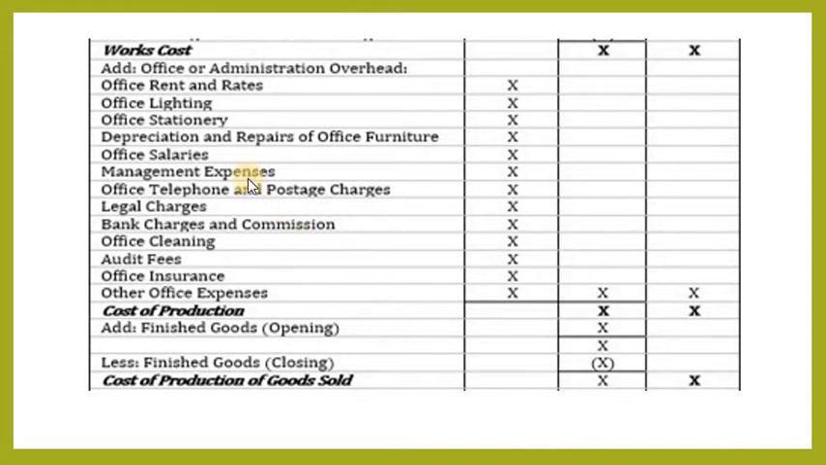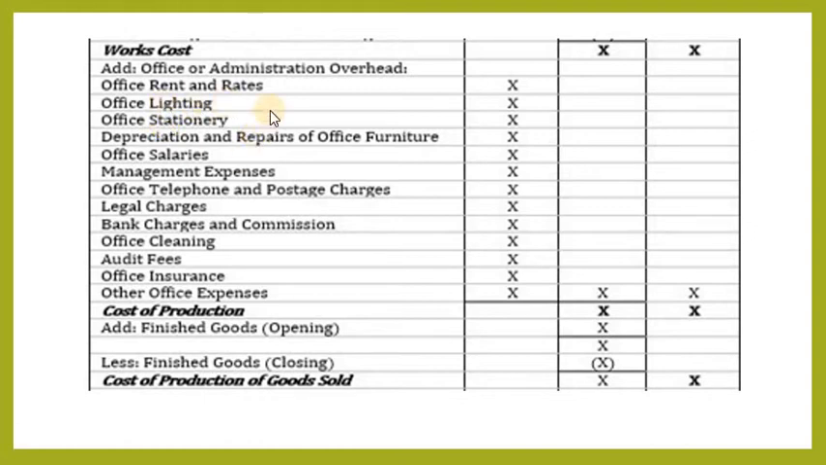Okay, then office and administrative overheads will add into the work cost, then we are getting the cost of production. Then what are the office and administrative expenses? That means what type of expenditures incurred in our office and administrative, all those expenditures also come under the office or administrative expenses.